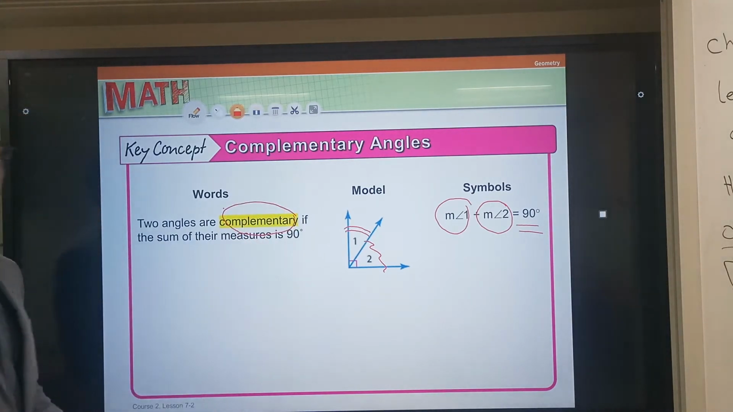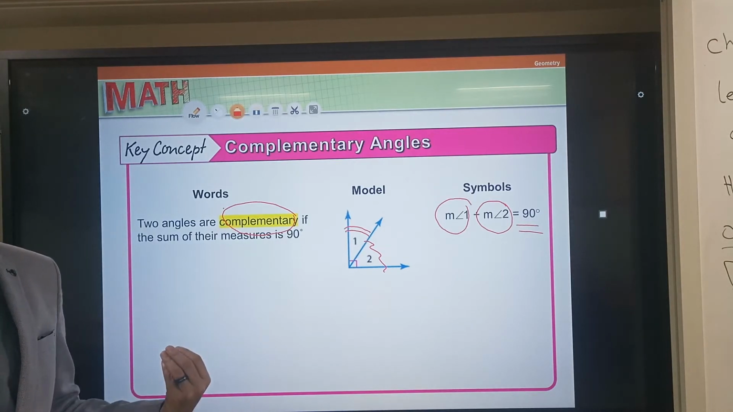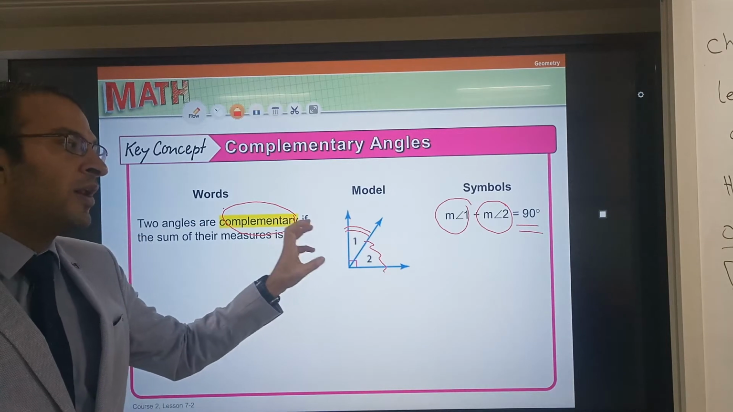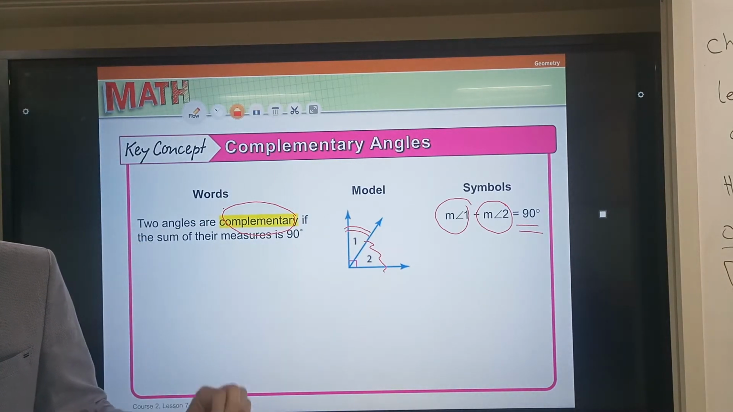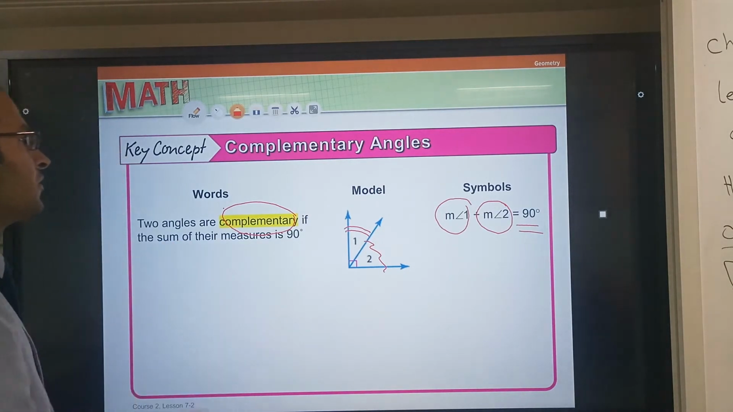What is the meaning of complementary here? The sum of their measure is equal to 90 degrees. Again, my friend, if you add 1 and 2, the sum of their measure is equal to what? It will be equal to 90. The sum of their measure is equal to 90.